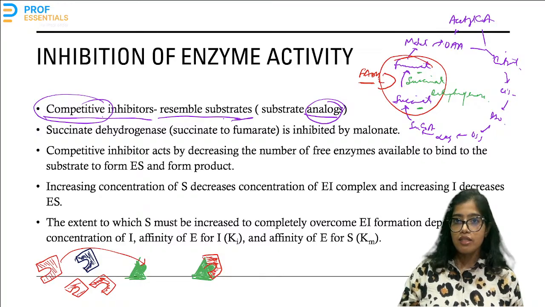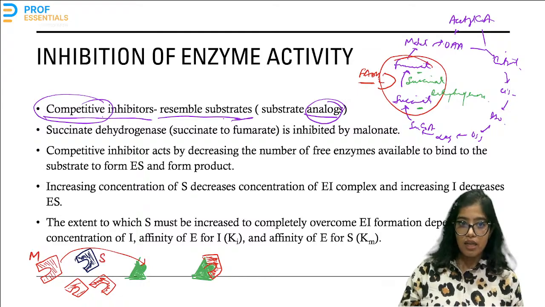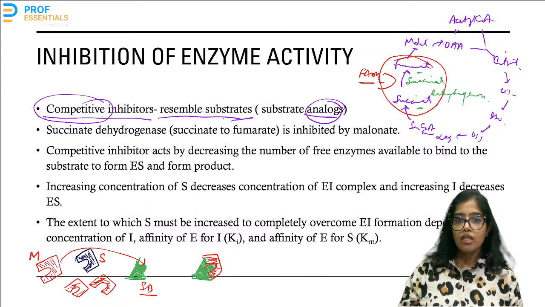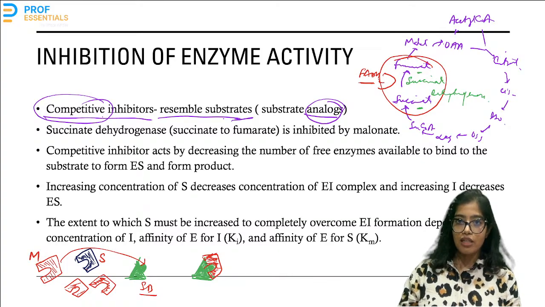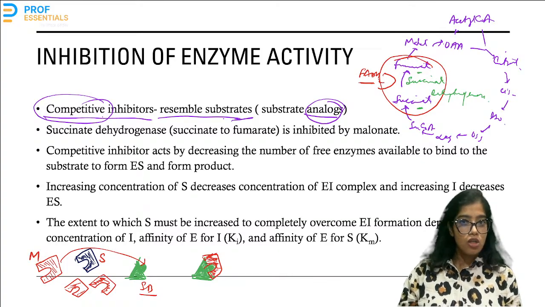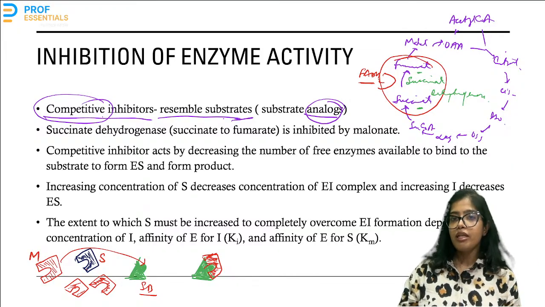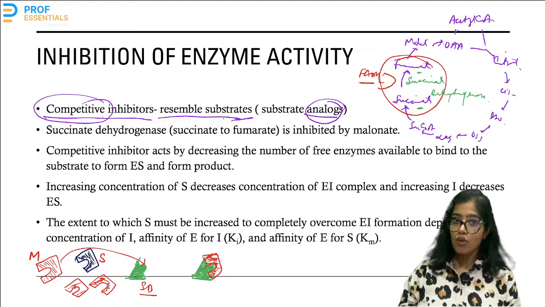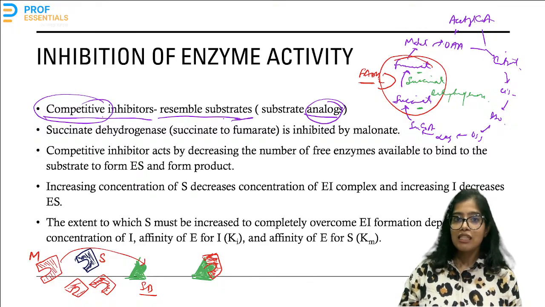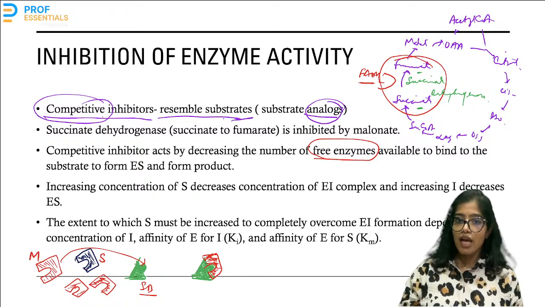So there are two reasons why a competitive inhibitor beats the substrate. Here in this example, this is malonate and this is succinate, and this is the succinate dehydrogenase enzyme. Malonate goes and sits here and it stops this reaction at this step. So this Krebs cycle is competitively inhibited by malonate, which competes against succinate for the active site of the enzyme succinate dehydrogenase. Now this competitive inhibitor acts by decreasing the number of free enzymes, because this enzyme is now not free, decreasing the number of free enzymes available to form the enzyme substrate complex.